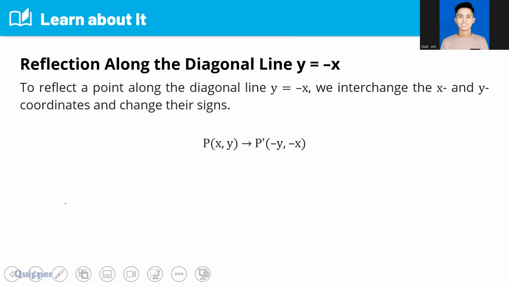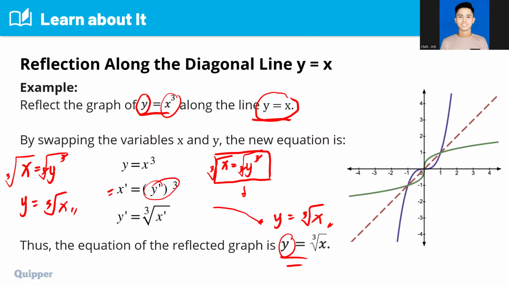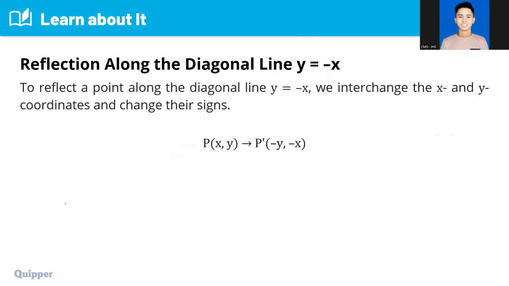Okay, next. Reflection along the diagonal line y equals negative x. A while ago, it was y equals x, right? This one. We switch. What if we are reflecting along diagonal line, but in this case, y equals negative x. Simple also. If it's y equals negative x, yes, we need to interchange or switch the positions of x and y, just like this, but we need to flip their signs. So we interchange and flip their signs.